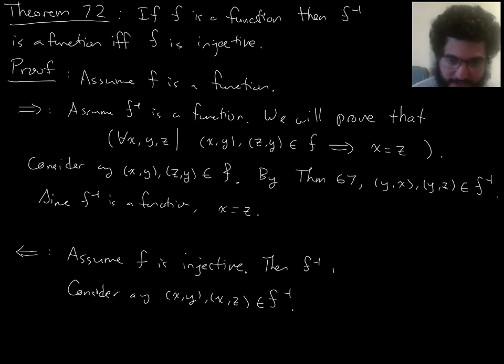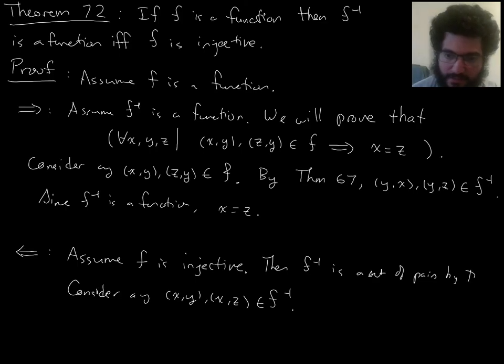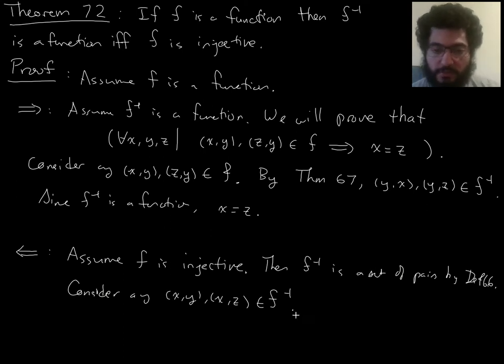Then f reverse is a set of pairs. We can just say by definition 66, it's defined to be a set. A reverse of a set is always a set of pairs. Okay, and then the remaining condition to check is that whenever these two pairs are in there, it follows that y equals z. So can we prove that?